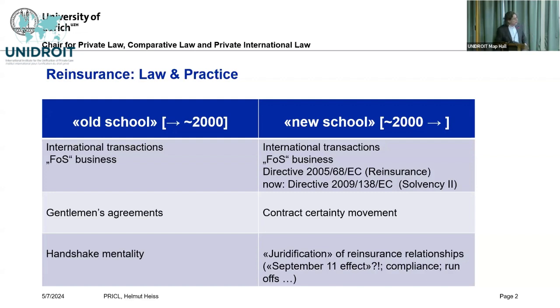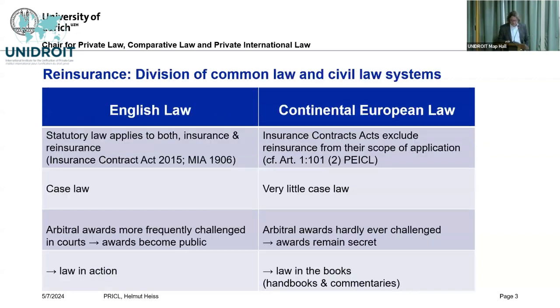When a legal relationship is juridified, you need law. And when you observe the world, you see it's divided into an English world and a continental European world. In English law, you have statutory law because the general insurance law provisions apply both to direct insurance and reinsurance. And you have a lot of case law, including several arbitral awards that were challenged in court, and therefore the awards became public.